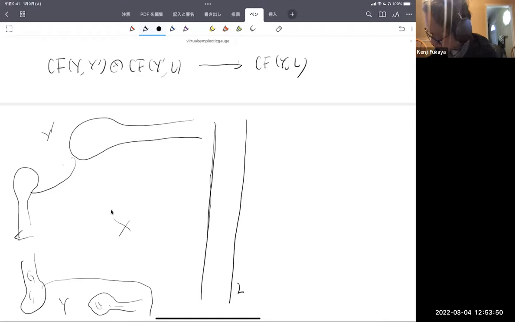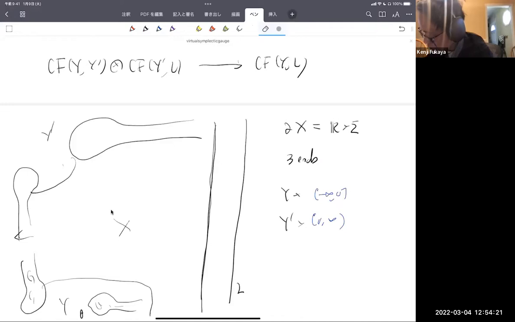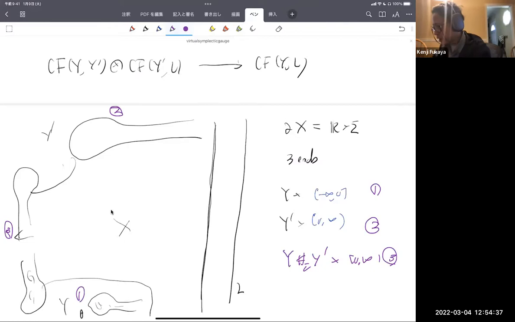So this X is a four-manifold whose boundary is R cross sigma and three ends. One is this Y cross [0, infinity), it's here. And the second one is Y' cross (minus infinity, 0], and this is a zero infinity. And the third thing is Y' cross [0, infinity). So this is one, two, three. This is one, this is two, this is three. So you have this four-manifold with three ends.